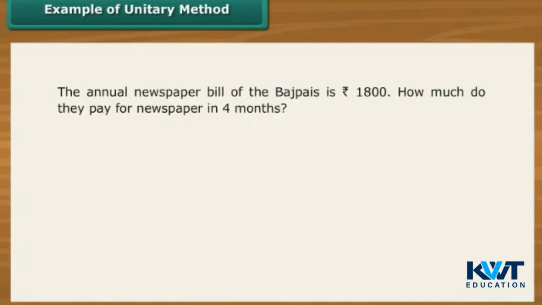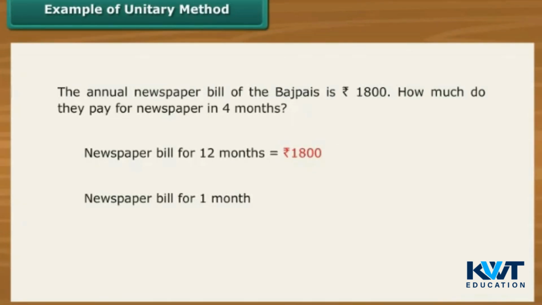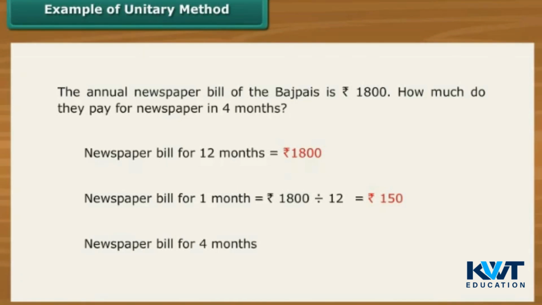Example of unitary method. The annual newspaper bill of the Bajpayis is rupees 1,800. How much do they pay for newspaper in 4 months? Newspaper bill for 12 months is equal to rupees 1,800. Newspaper bill for 1 month is equal to rupees 1,800 by 12, that is rupees 150. Newspaper bill for 4 months is equal to rupees 150 into 4 is equal to rupees 600.